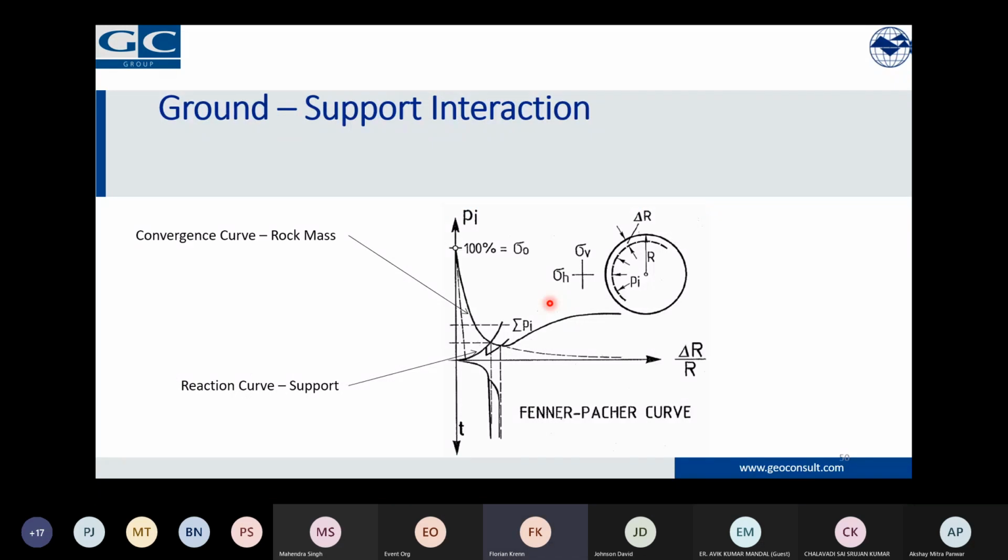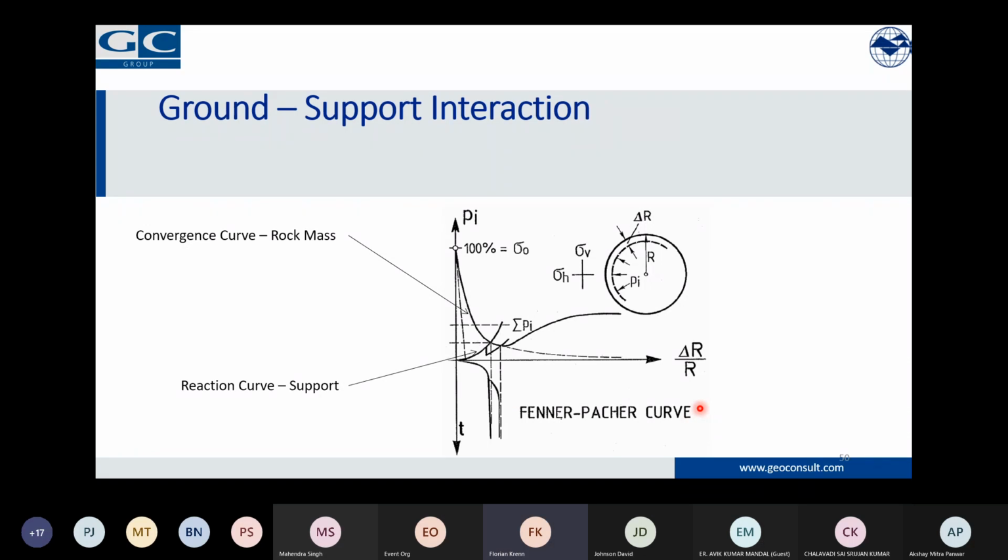Now, coming to the ground support interaction. So we are now one step from the behavior type of the unsupported excavation coming to the supported excavation. And that means we have an interaction between our ground, between our rock mass and the support. And this is the very famous Fenner-Pacher curve.